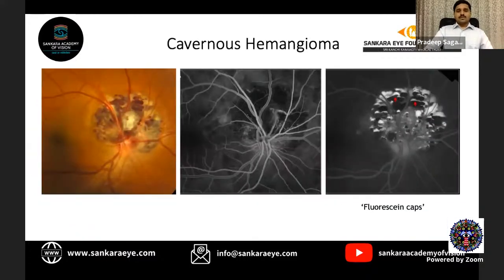Cavernous hemangioma. The characteristic fluorescein angiographic feature is the presence of a fluorescein cap. This is because in this saccular dilatation, the cellular components of blood, such as the white blood cells and the red blood cells, settle inferiorly, and the upper part of the saccular dilatation has plasma. The fluorescent dye usually flows through this plasma, so it's seen as a fluorescent cap, and the lower half is seen as a hypofluorescent area. So it's a very characteristic feature.